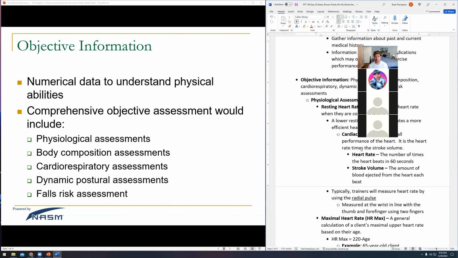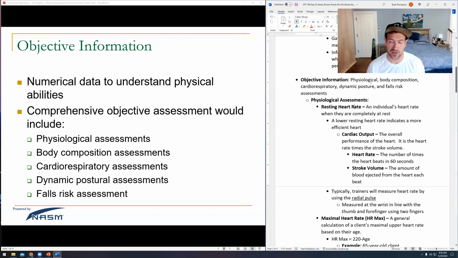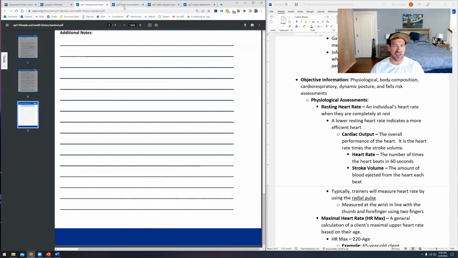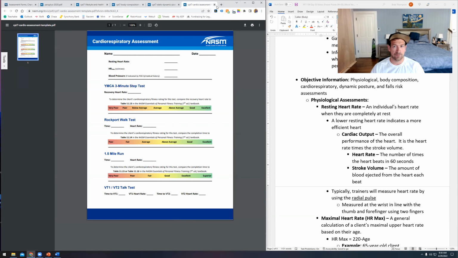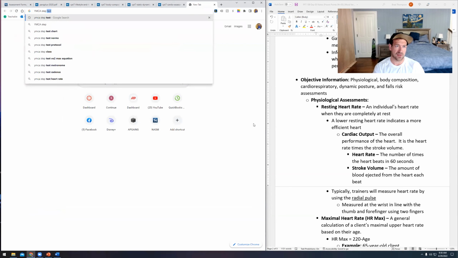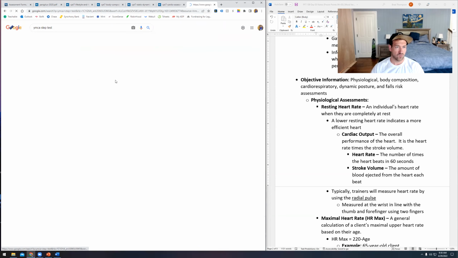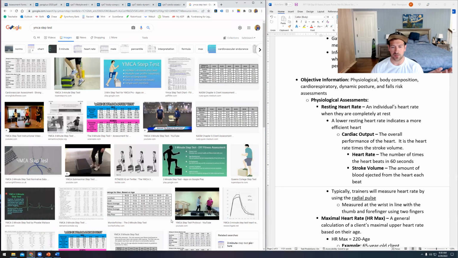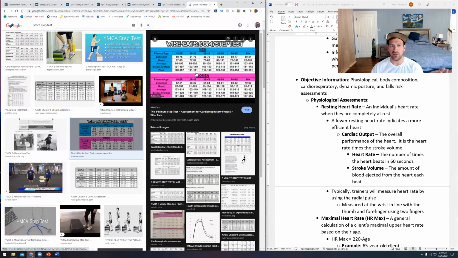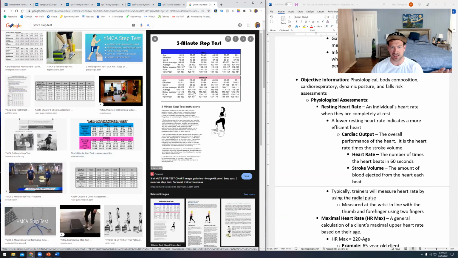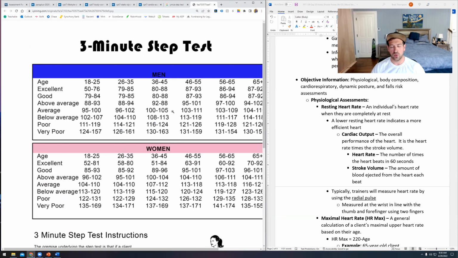All righty. Well, let's take a look at the objective information, right? So objective information, this is where we're going to spend most of our time during the assessment, but this is very much like numerical data. This is like the number-based stuff, right? Let's take a look at, let's see, a YMCA step test, right? So the YMCA step test is a cardio assessment. We're going to be taking a look at this here in just a minute, but let's say you give your client the YMCA step test, and we've got numerical data.